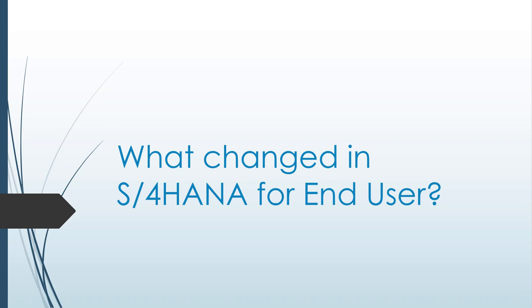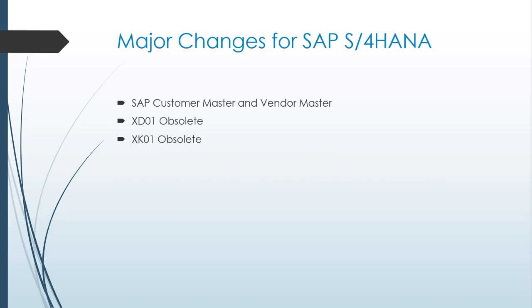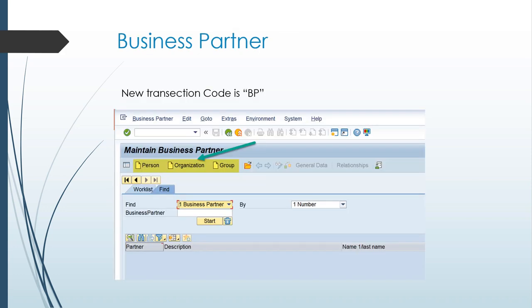The first thing, one of the major changes in SAP S/4HANA from the end user standpoint, is that customer master and vendor master transactions are replaced with a newer transaction, which basically makes these transactions obsolete: XD01, XD02, XD03 for customer, XK01 for vendor. So what is the new change for that? It is business partner. Business partner is basically a concept of customer master which is embedded in.